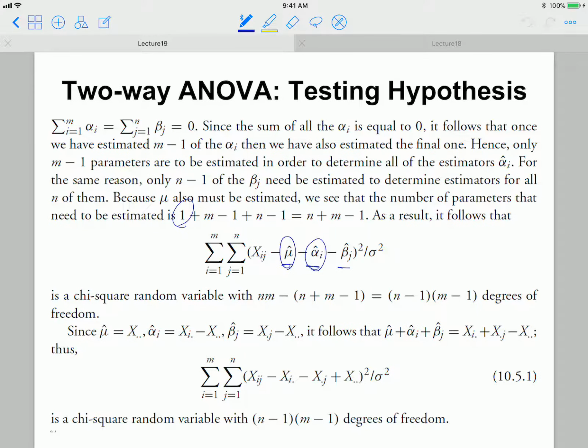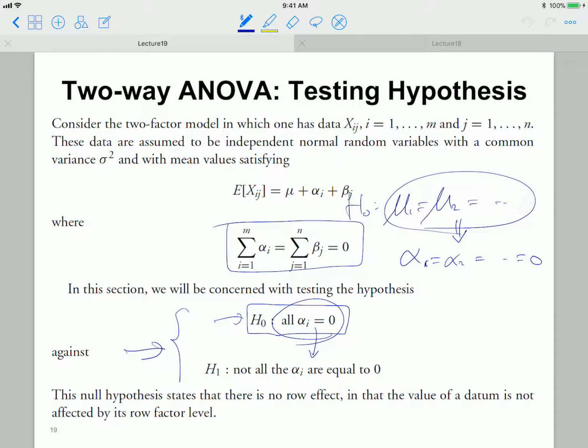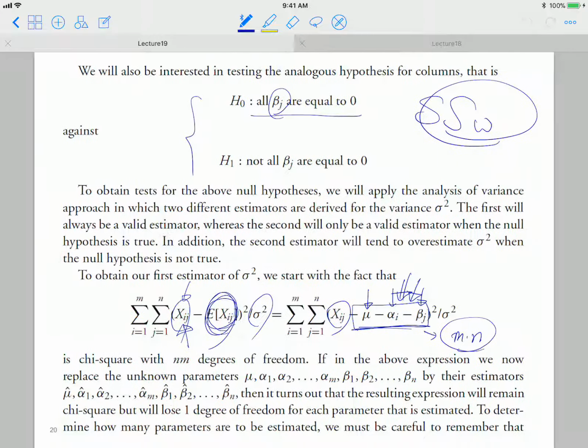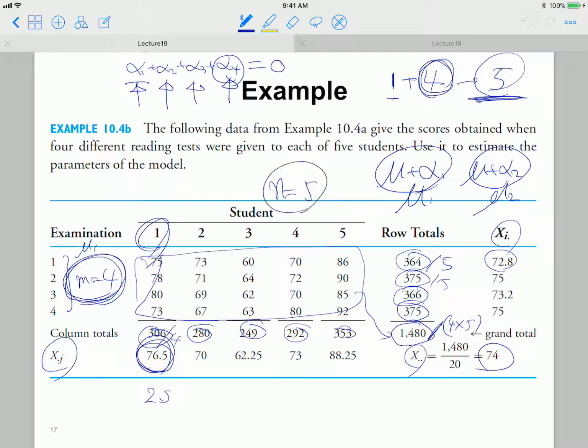So let's consider how many parameters we have to estimate in this two-way ANOVA setting. Now we have one global mean value mu, right? And then alpha i's were, in the previous case, 4 different alpha i's, because we had 4 different groups. But in this case it's actually 3 parameters, because the last one is automatically determined by this equation. And then what about the betas? In this case, we have 5 different betas.